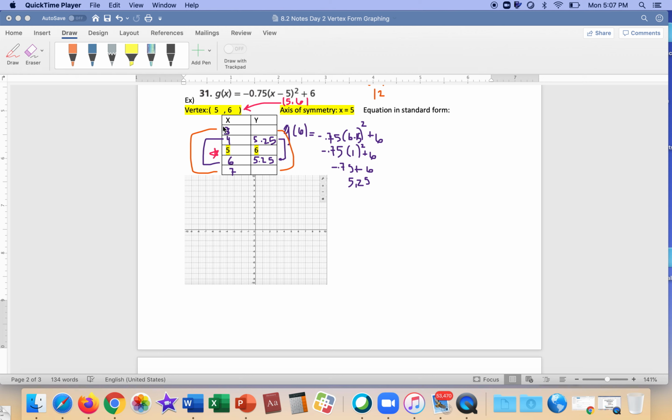Okay, we'll do 3 together. We'll plug in 3. Remember, g of x, f of x, it's all y. It's just function notation, so you show someone what you're plugging in. So let's do negative 0.75 times, if we plug 3 in for x, we'd have 3 minus 5 squared plus 6. So PEMDAS, inside we have 3 minus 5 is negative 2.